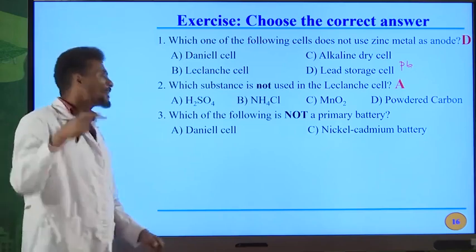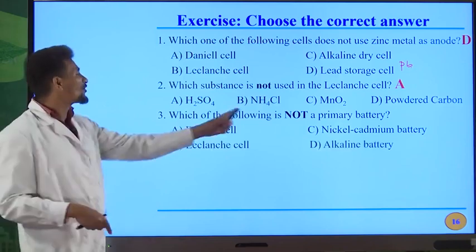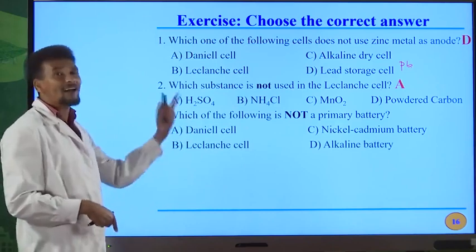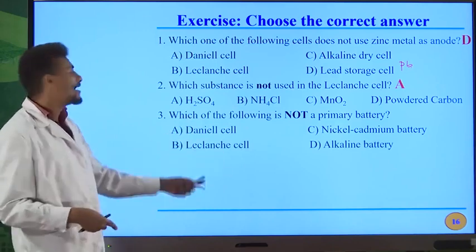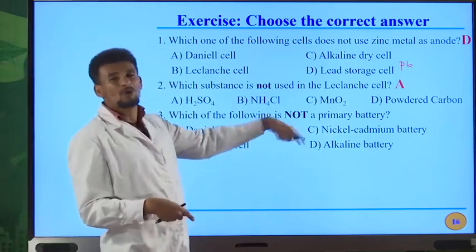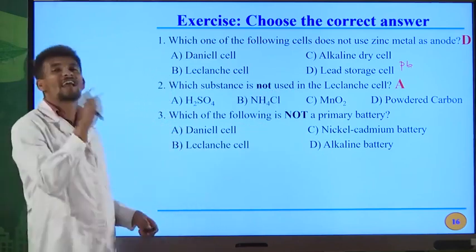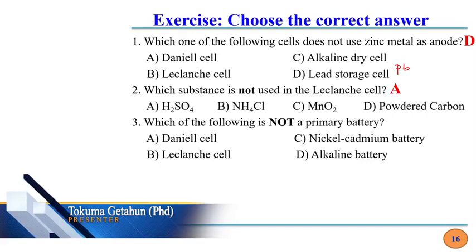And also we have seen two examples of secondary batteries. So which of the following is not a primary battery? Daniel cell, this is a primary battery. Leclanché cell, this is also a primary battery. Alkaline battery, this is also a primary battery. But nickel cadmium battery is the best example for a secondary battery. Therefore C is the correct answer for question number 3.